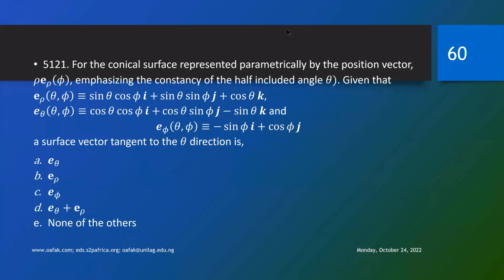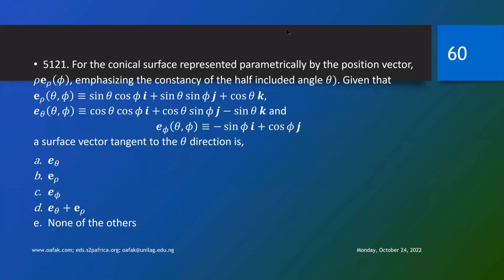For the conical surface represented parametrically by the position vector rho e rho phi, emphasizing the constancy of the half included angle. Given that E rho theta phi is sine theta cos phi and so on, and E theta phi is cos theta cos phi and so on, and then E phi theta phi is minus sine phi i plus cos phi j. A surface vector tangent to the theta direction is.